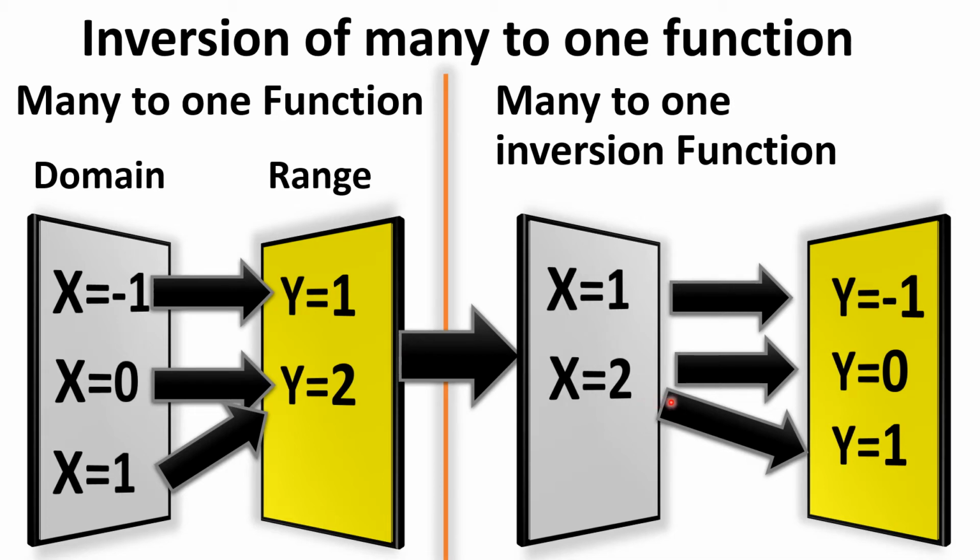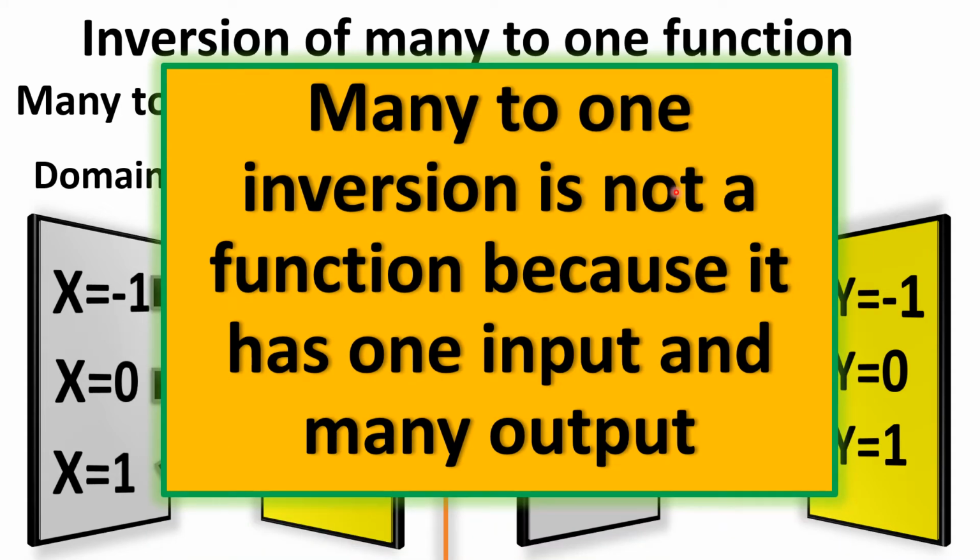Now we can't have a function that has one input and gives us two outputs. Now this is not a function. So many-to-one has no inverse function. The inverse of a many-to-one is not a function because it has one input and many outputs.